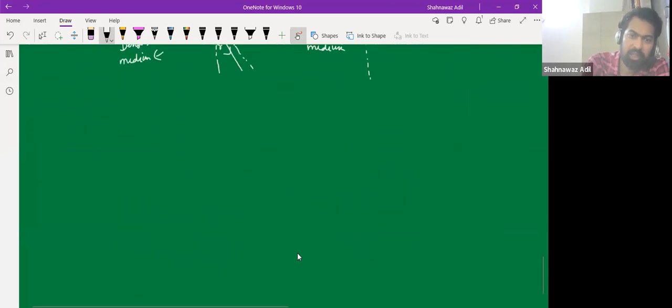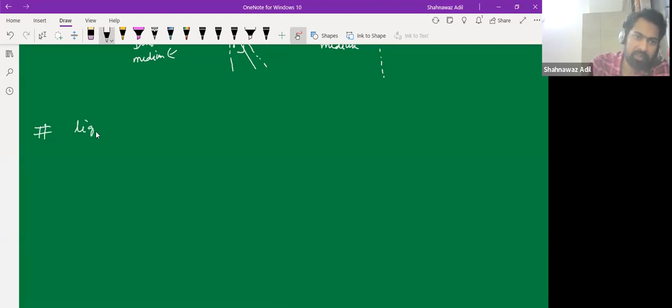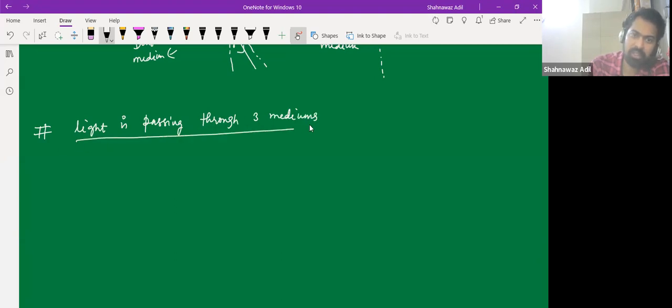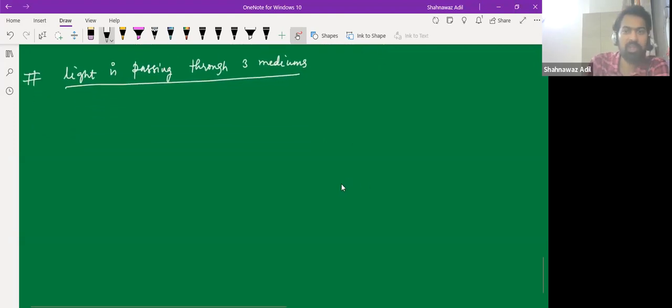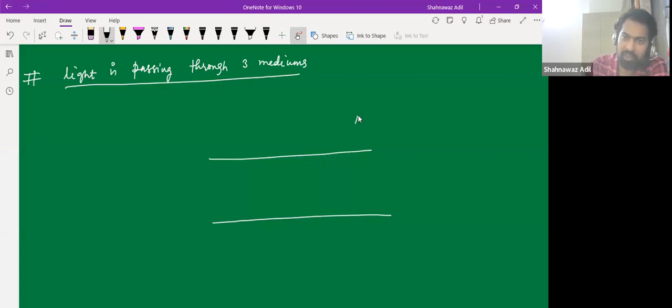So now let us understand a case in which the light is passing through the mediums. Let us see this case, and then we'll be able to understand Snell's law properly. So we have one, two, and the third. Let's say this is air, this is water, and this is air. So we have three mediums, and the light is coming at this medium, right?